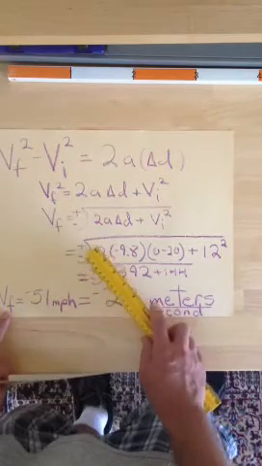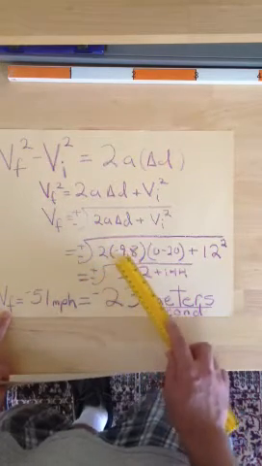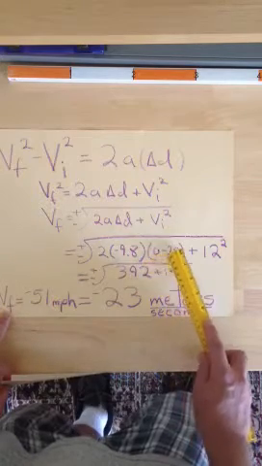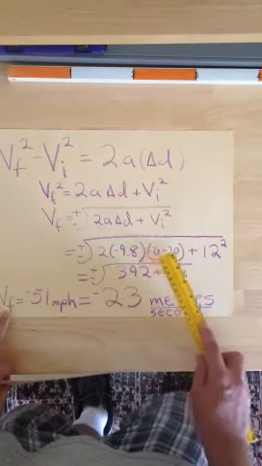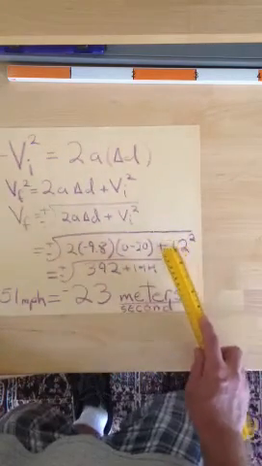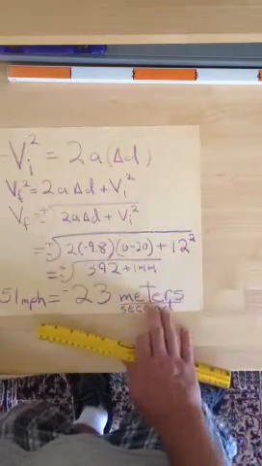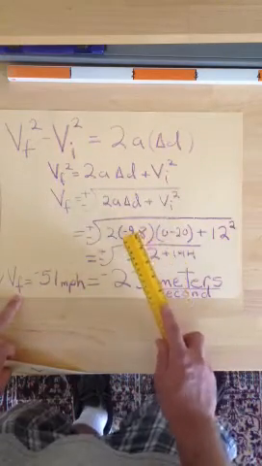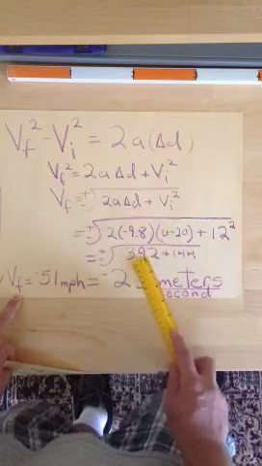You simply plug in all the given information. So negative 9.8 is the acceleration. Our displacement is negative 20 meters because our final position is 0 and our initial is 20 meters above the ground. Our initial velocity is 12 meters per second. When you grind through the math, these two terms, the two negatives become positive.